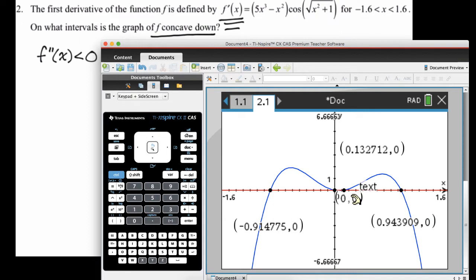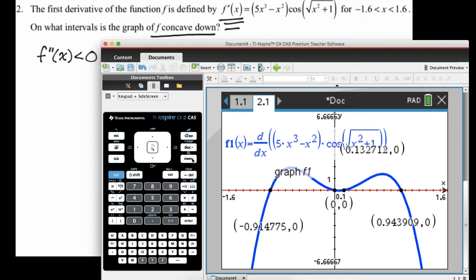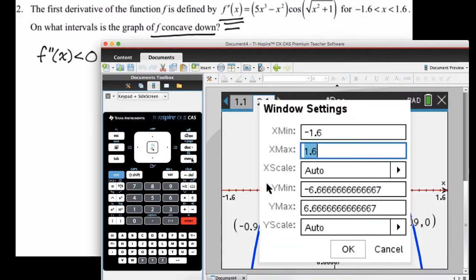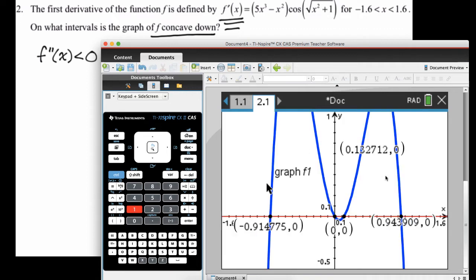So you can see there's this little tiny space here, and maybe I can make it clearer. I'm going to go menu, option 4, Windows settings. I don't need to see all this Y stuff. I'm going to go like negative 0.5 to 1. You can see right here we're actually negative. So I want to go from negative 0.915 to 0. No, I don't.